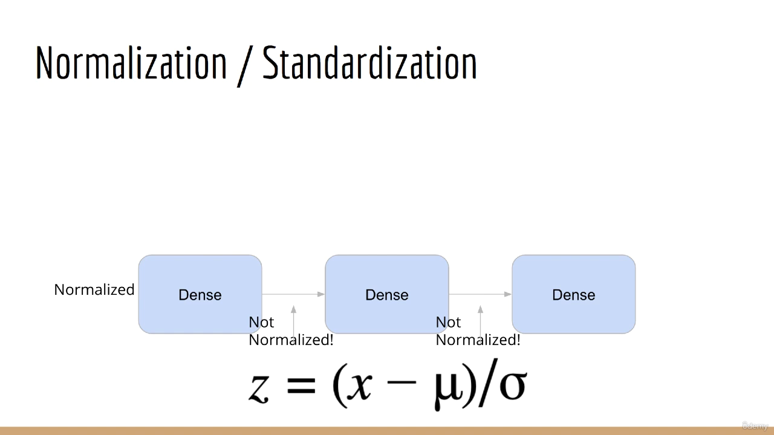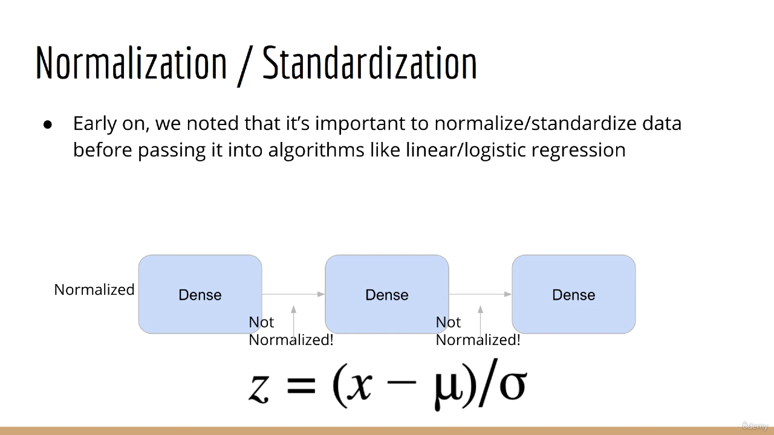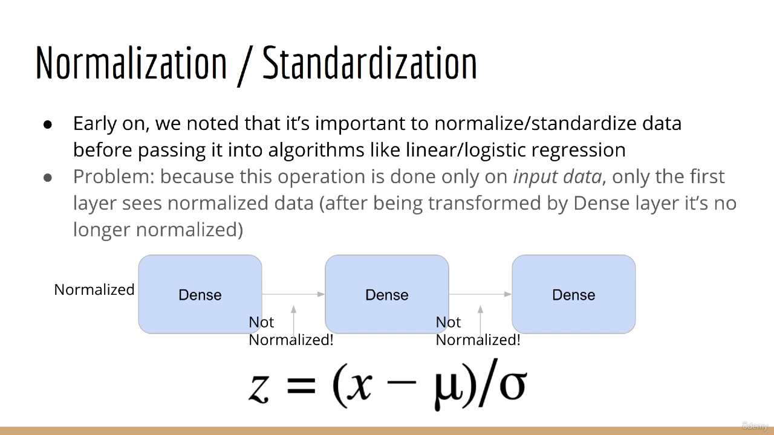Here's something to consider. Recall that early on, we looked at why it's important to normalize your data before passing it into a model such as linear regression or logistic regression. We do this by subtracting the mean and dividing by the standard deviation. But because this is an operation on the data, we can only do it at the very first layer of the neural network. What happens if the data becomes not normalized at some later layer? Then that layer has to deal with unnormalized data, which is not as good as normalized data. So this begs the question, how can we make the data at every layer normalized?